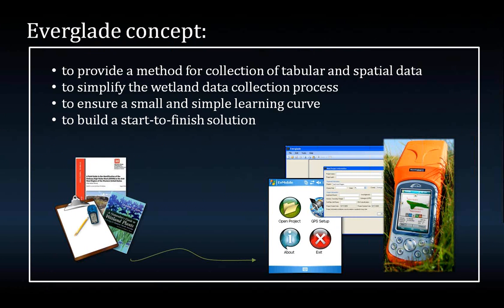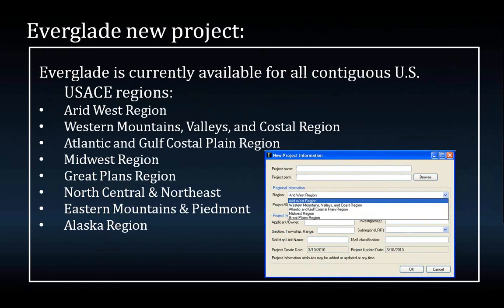The Everglade concept was to provide a method for collection of tabular and spatial data necessary to automatically complete the Army Corps of Engineers determination forms. To do this, we wanted a simple process that assured a small and simple learning curve and provided a start-to-finish solution.